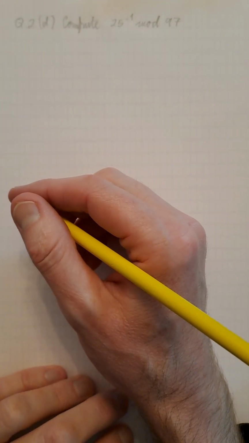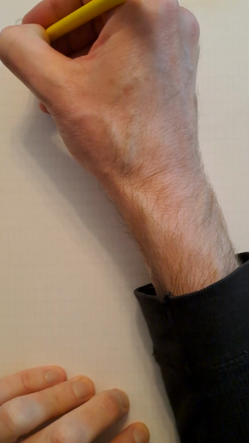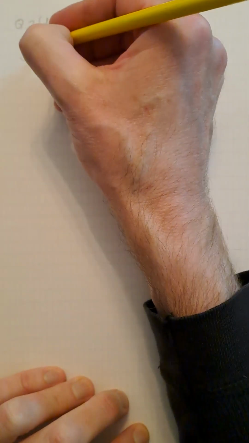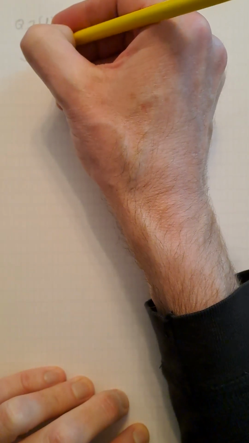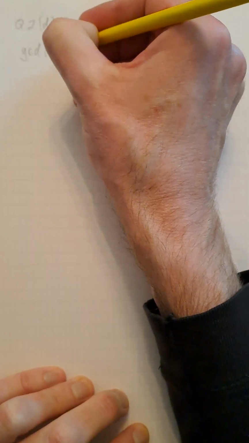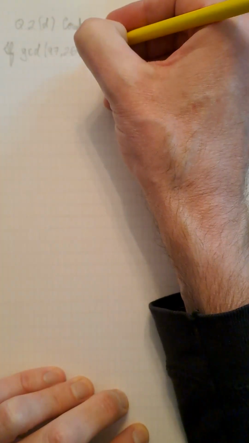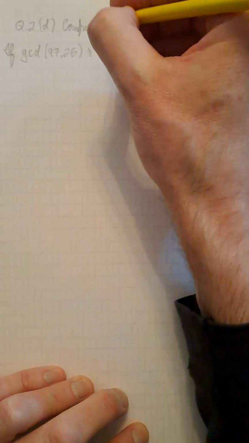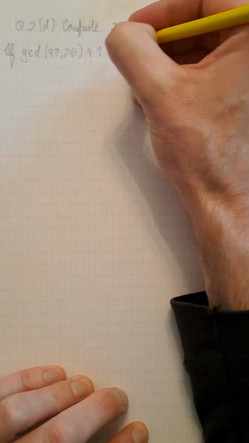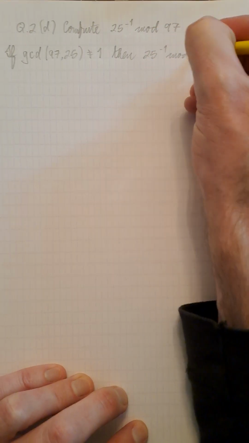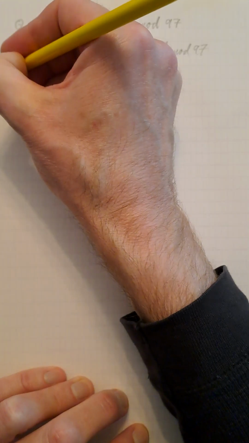Question 2D. Compute the inverse of 25 mod 97. The greatest common divisor of 97 and 25 must be 1. If not equal to 1, then the inverse of 25 mod 97 does not exist.